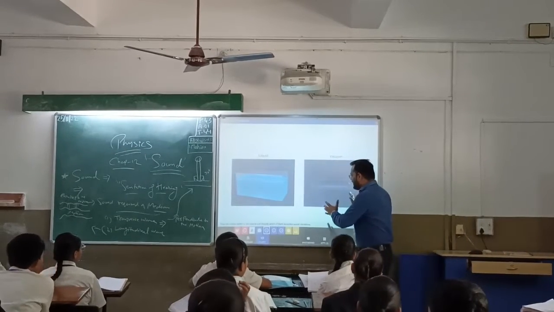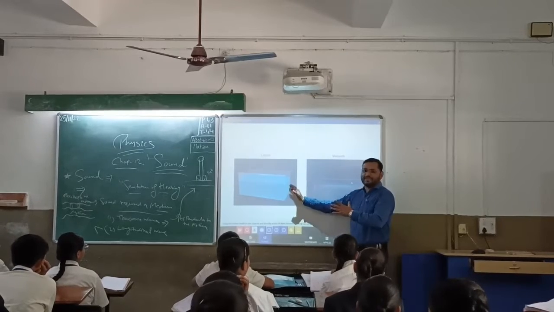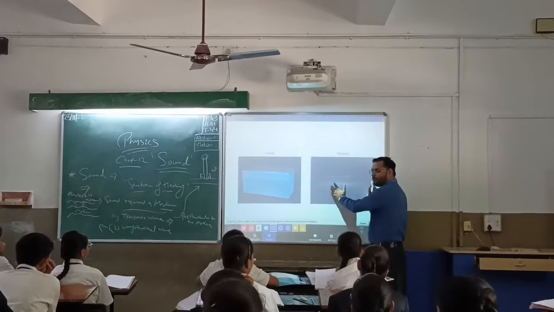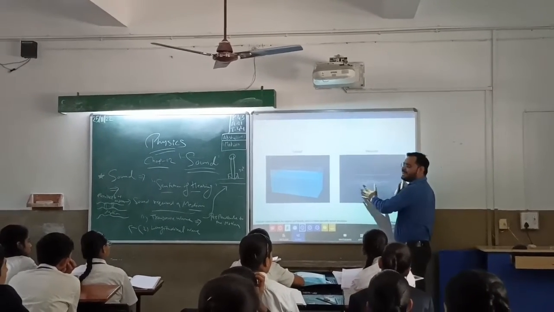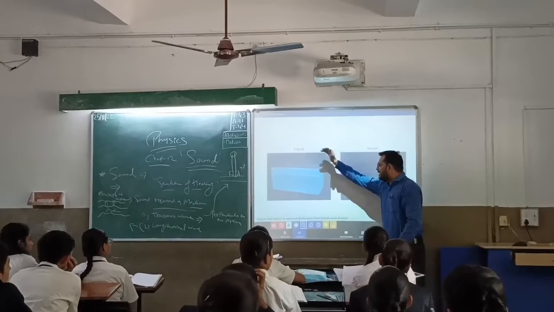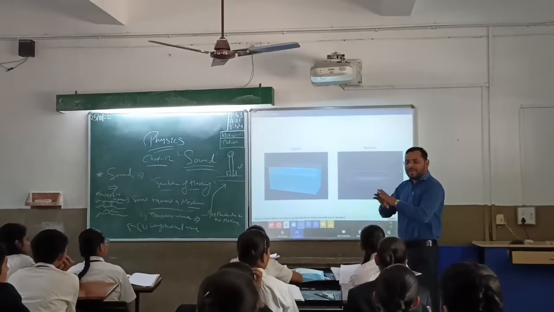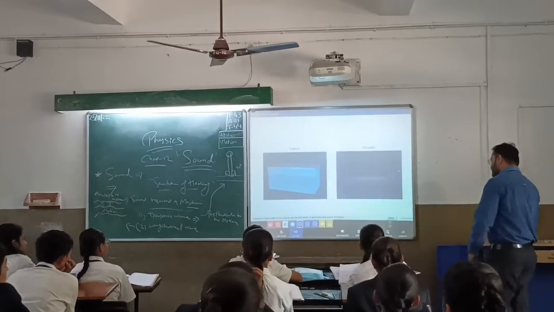Just look at both figures. What is the difference between this figure and this figure? In a vacuum, there is no propagation of vibrations. No layers are generated. But in the water, the liquid, if we put the rubber mallet and fork inside the liquid, vibrations are there. Waves are there. Okay. Now the next part.